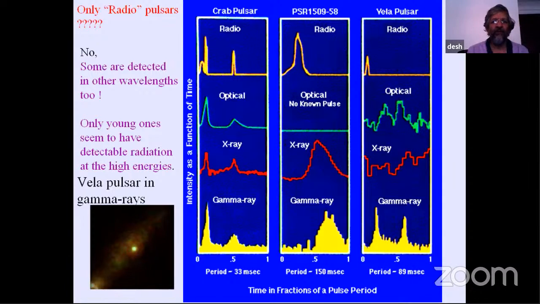Now, there are many images available in X-rays these days. You might want to browse through them to see if there is a counterpart in X-rays for a given pulsar, and so on and so forth. That is an open investigative trail that you can follow. As I've said here, only young ones are seen to be detected at high energies, so you can see how that corresponds to the actual situation.